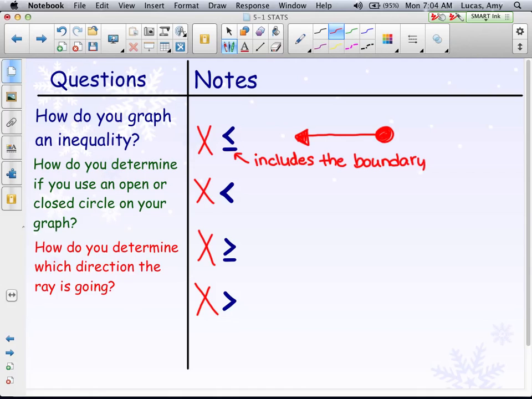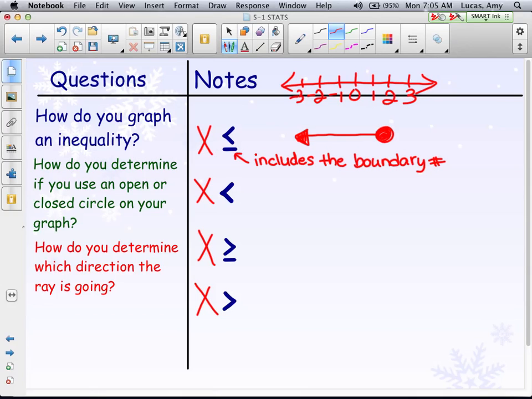So whenever you see an equal underneath your symbol, whether it's less than or equal to or greater than or equal to, you're going to have what we call a closed circle on your graph because you're including the number that circle is placed on, because it could be equal to that number or it could be less than it or greater than it. So less than, the numbers on a number line, if you look at a number line, the numbers get smaller to the left. So that's why the less than symbols have rays that are going to the left.